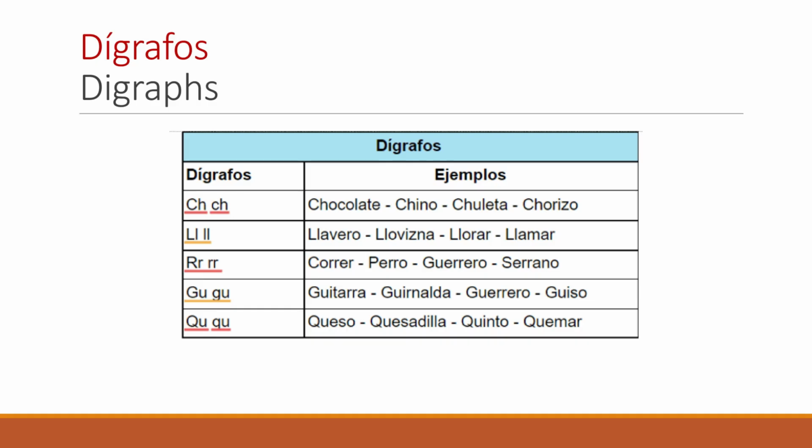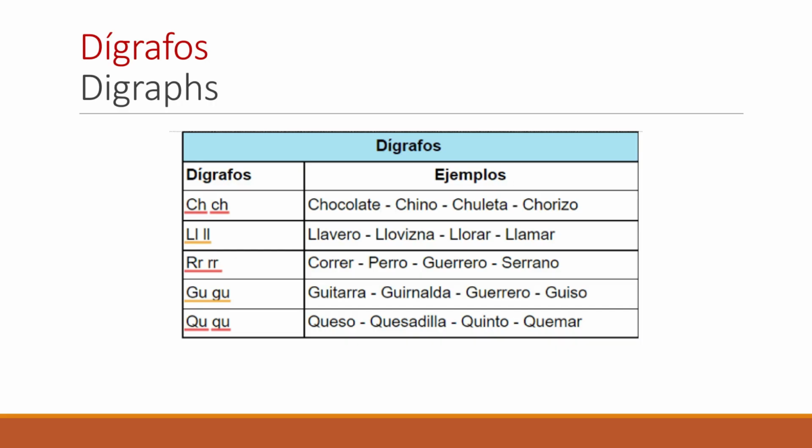The RR is a rolling R sound from the tip of your tongue on your palate. This is one that's also very difficult for people. This just comes with practice and just spending time really practicing rolling your R's. So don't worry about it if you can't get it at the first go, alright? So correr, perro, guerrero, serrano. Again, later on in the channel, you can ask. There's definitely resources out there to help you learn how to roll your R's.